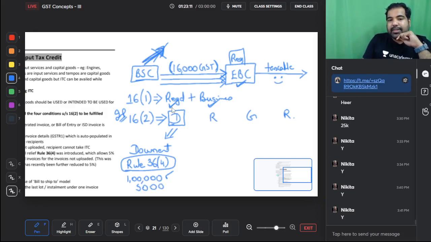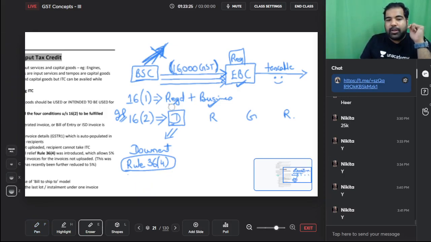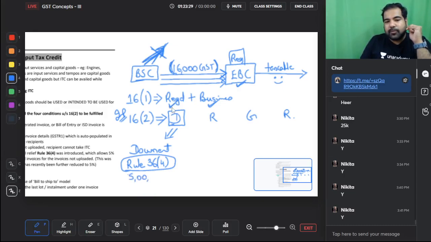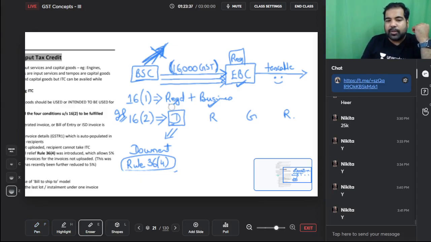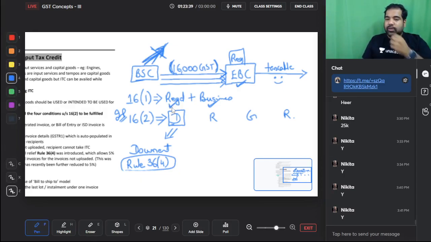So out of this 16,000, because they have not uploaded the invoice, you will not get 16,000, but whatever has been uploaded, based on that you will get 5% more, so 5,000 you will get. What if the uploaded invoices were worth 5 lakh rupees of GST? So 5% of that is 25,000. Will you get 25,000? No, maximum 16,000, because 16,000 is what they need to compensate you for. So this is Rule 36(4).